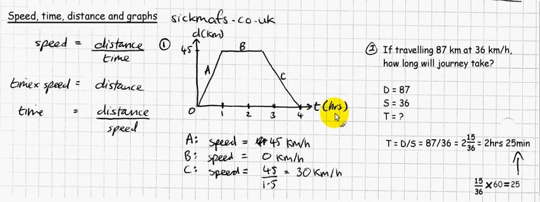So finally, for the last bit of our video, we got this question. If travelling 87 kilometers at 36 kilometers an hour, how long will the journey take? Well, let's just make clear what information we have and what we want to know. If travelling 87 kilometers means the distance travelled in the journey is 87 kilometers, and we go at a speed of 36 kilometers per hour.